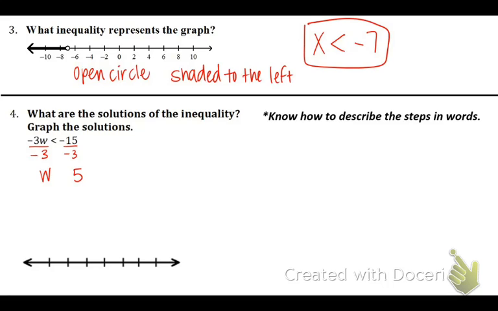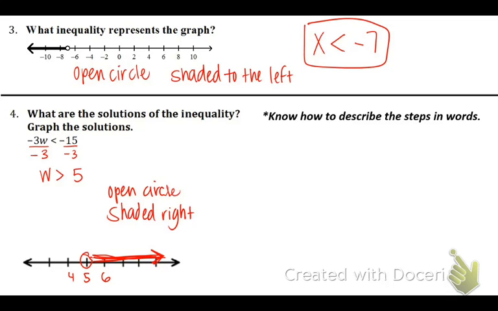Now remember, what do we do with the inequality symbol when we divide or multiply by a negative number? The answer is flip the symbol. So hopefully you were thinking that. So we have w is greater than 5. That's going to give us an open circle and shaded right. So let's go down to our number line. 4, 5, 6, open circle on the 5 and shaded in the right.